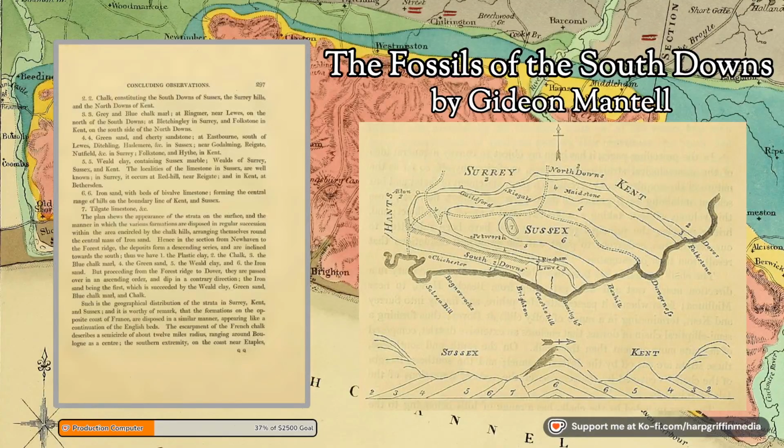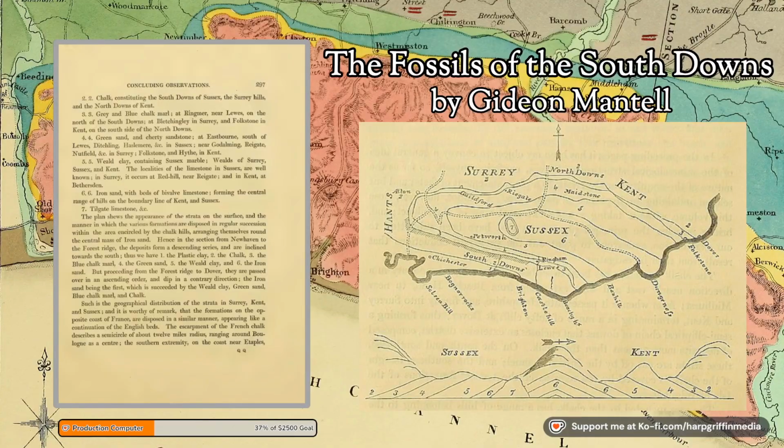5. Weald clay, containing Sussex marble, Wealds of Surrey, Sussex and Kent. The localities of the limestone in Sussex are well known. In Surrey it occurs at Red Hill, near Reigate, and in Kent, at Bethersden. 6. Iron sand, with beds of bivalve limestone, forming the central range of hills on the boundary line of Kent and Sussex. 7. Tilgate limestone, etc.